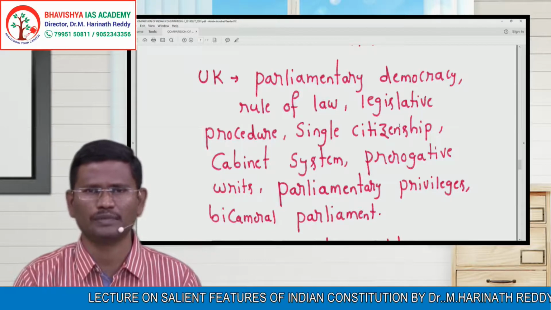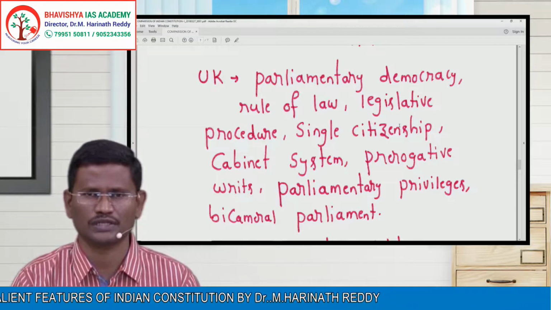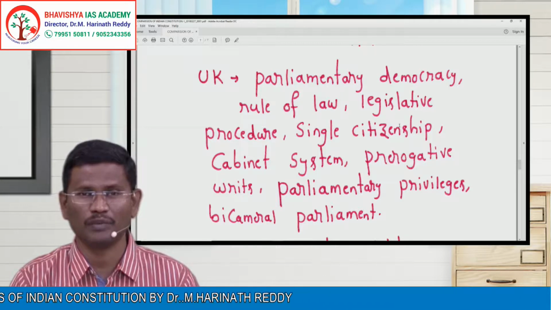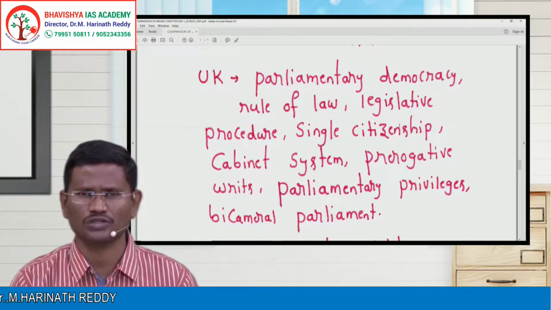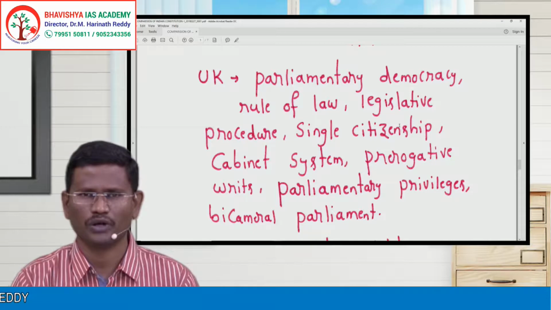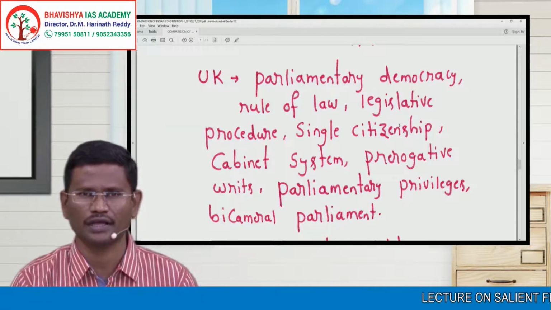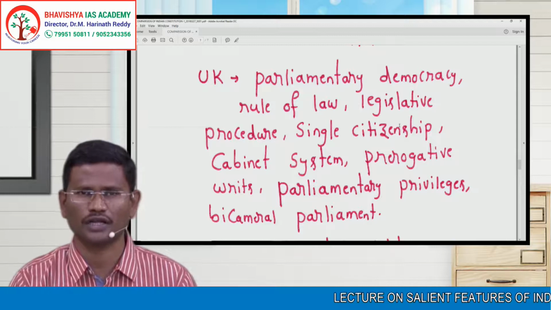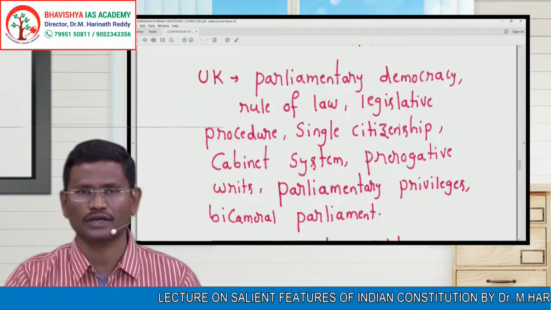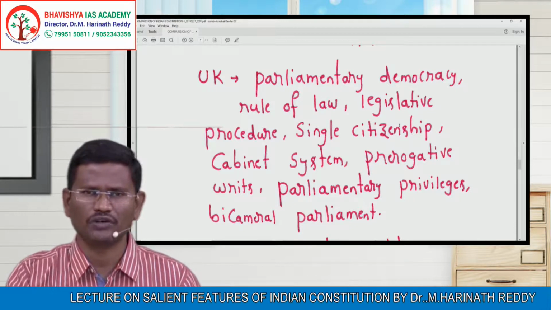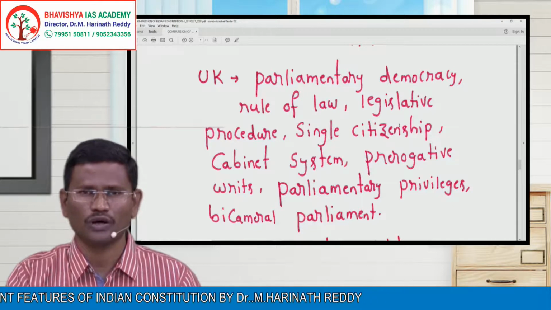So the Indian parliament is bicameral. The lower house is Lok Sabha, the upper house is Rajya Sabha. And even the British parliament is bicameral. The lower house in Britain is called the House of Commons. The upper house in Britain is called the House of Lords. The House of Lords is hereditary. Rajya Sabha is not hereditary. Some members are nominated, some members are indirectly elected. So this concept of bicameral parliament, or two houses in the parliament, is borrowed from Britain.